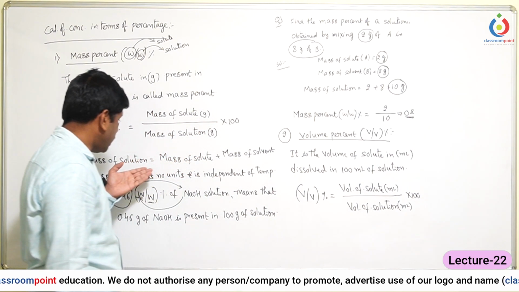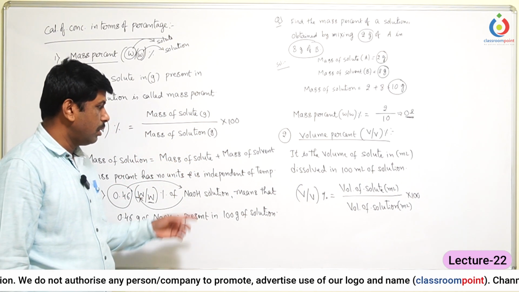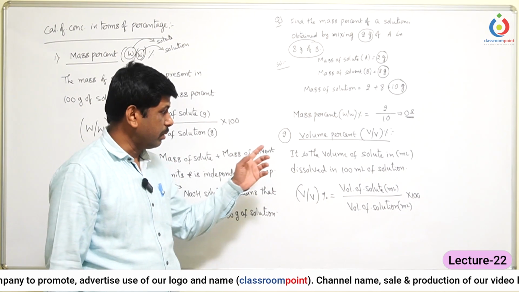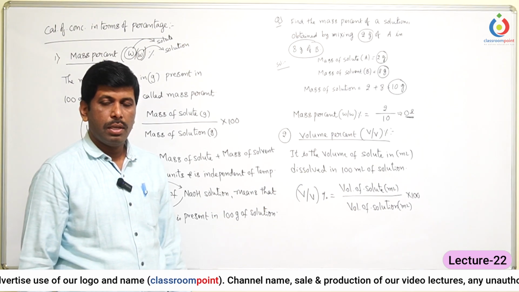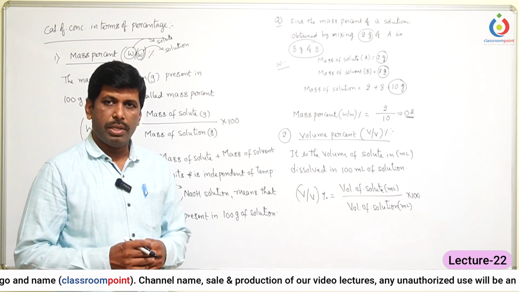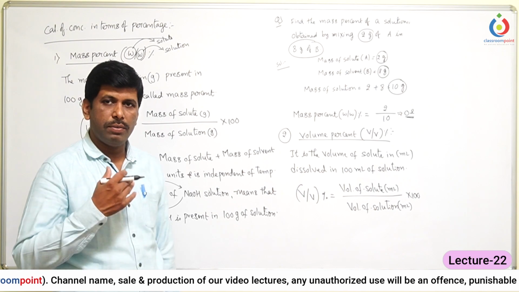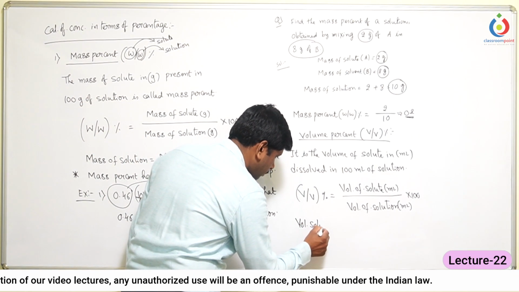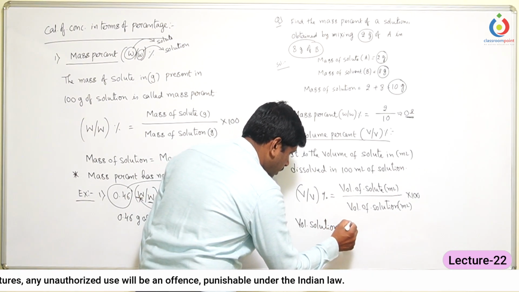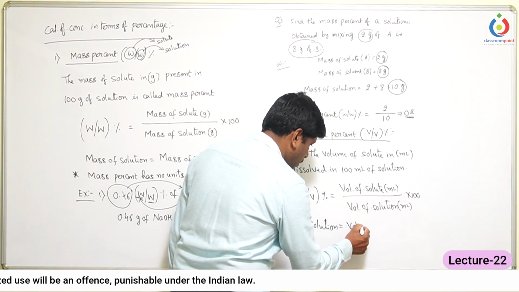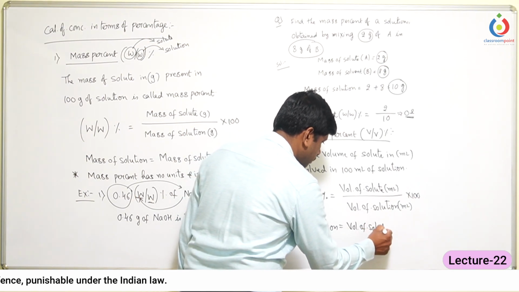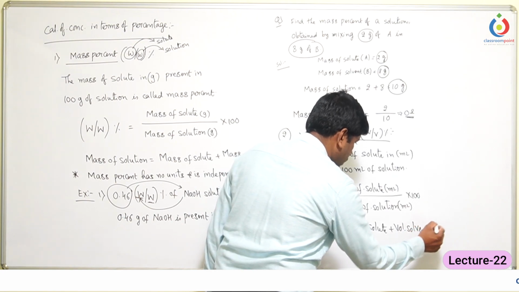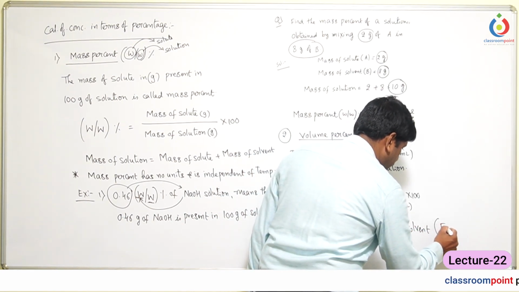Then here we have seen that mass of solution is equals to mass of solute plus mass of the solvent. Can we get the same thing in terms of the volume percentage? Sometimes we may get, sometimes we may not get. Let us see in which cases we will get, in which case we cannot get. See, volume of solution is equals to volume of solute plus volume of solvent. This is applicable for ideal solutions.